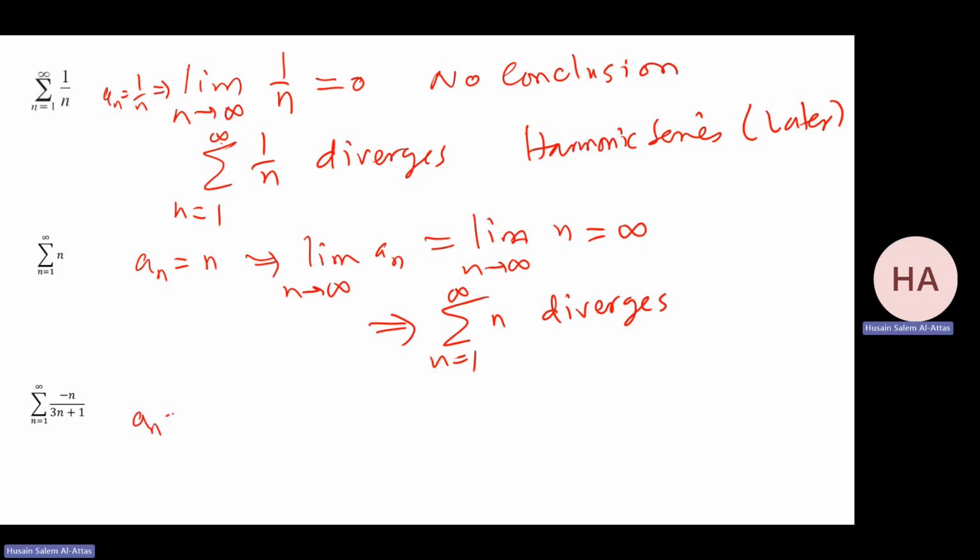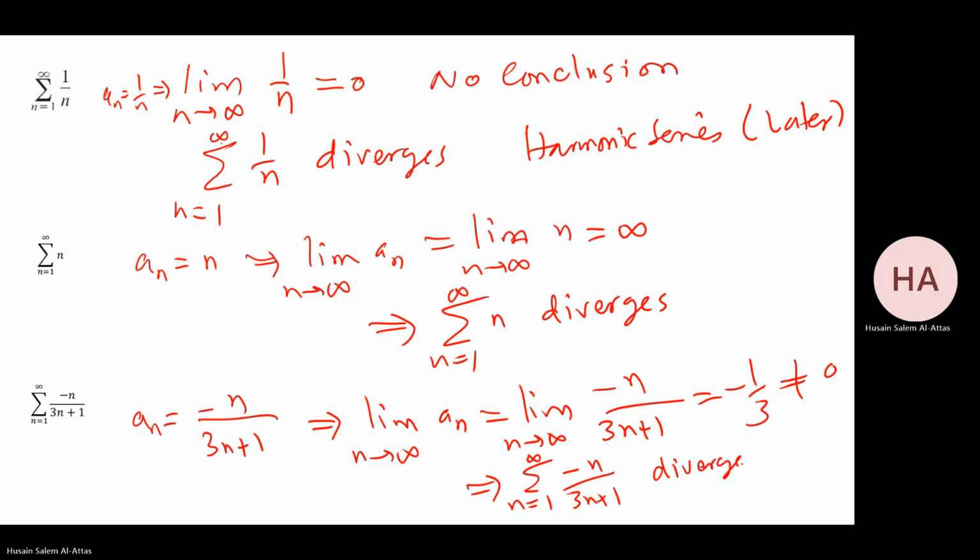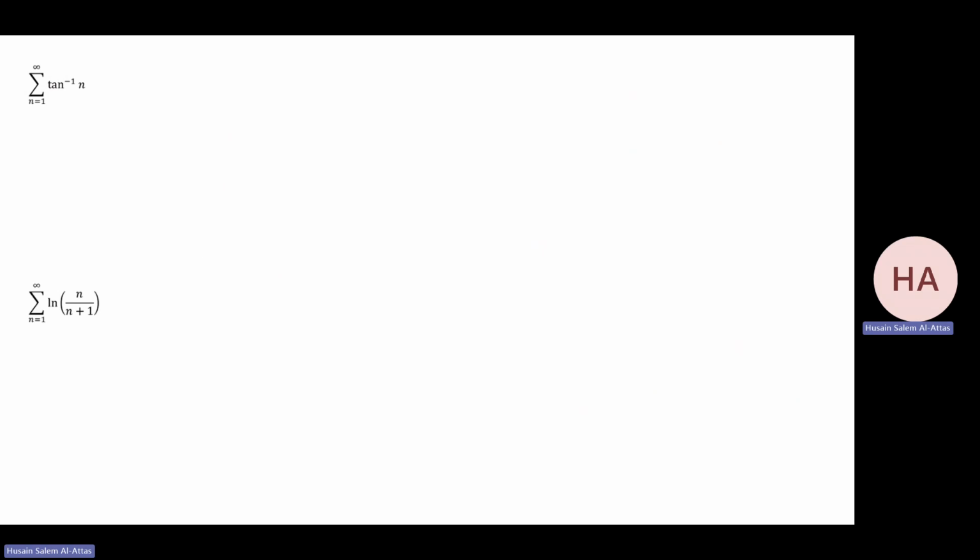This one, a_n is what? Minus n over 3n plus 1. What will be the limit of a_n as n goes to infinity? It will be the limit as n goes to infinity of minus n over 3n plus 1. Same degree, minus 1 over 3, not equal to 0. Right away, the series diverges. If the limit of the nth term is not equal to 0, right away the series diverges. Okay.